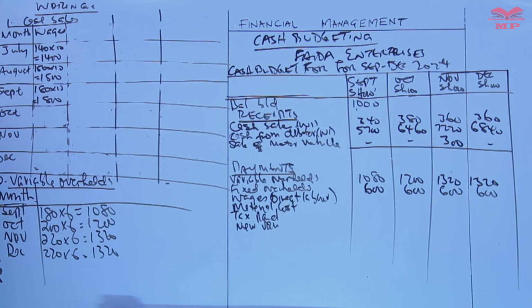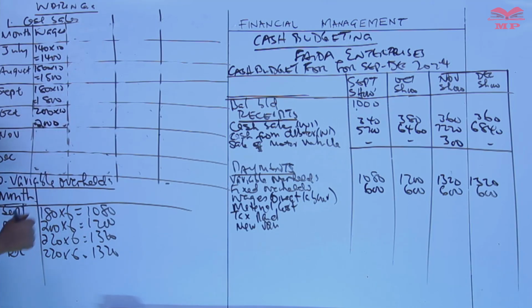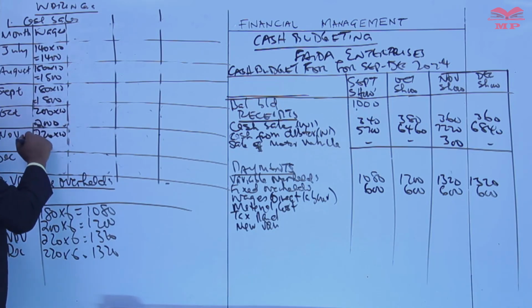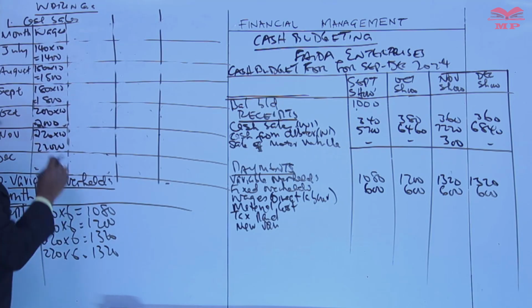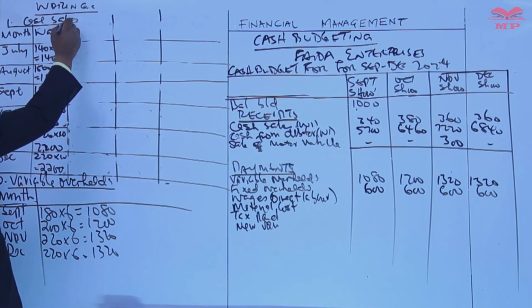October, number of units, 200. 200 times 10, this is 2 million. November, number of units, 220. We take 220 times 10, we will get 2.2 million. So that is the total wages.